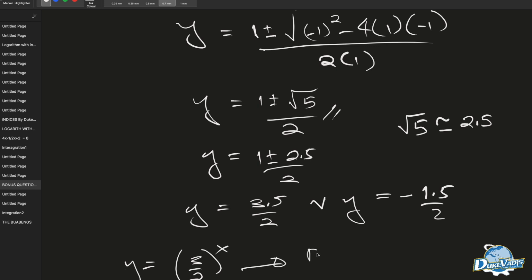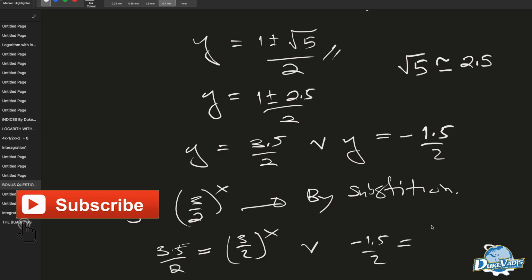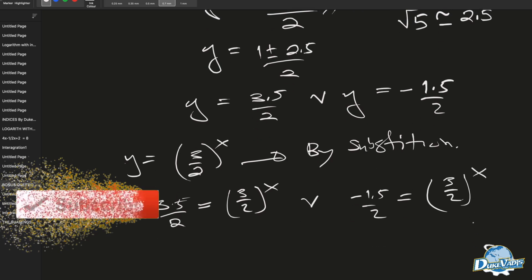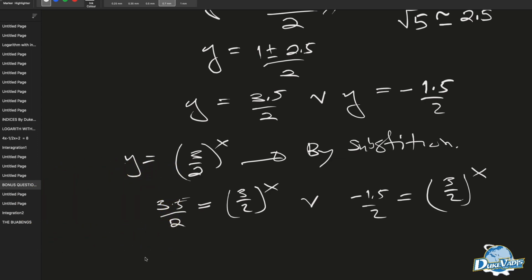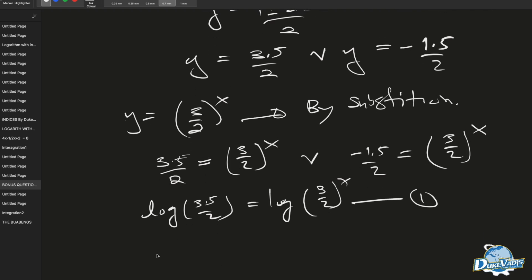So by substitution, I can say that 3.5 over 2 is equal to 3 over 2 exponent x, or negative 1.5 over 2 is equal to 3 over 2 exponent x. And how do I solve this? Just take log of both sides of the equation. So this is log of 3.5 over 2 is equal to log of 3 over 2 exponent x. So this will be log 3.5 over 2 is equal to x log 3 over 2.